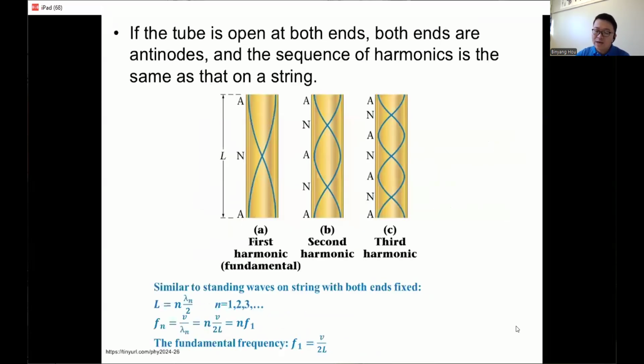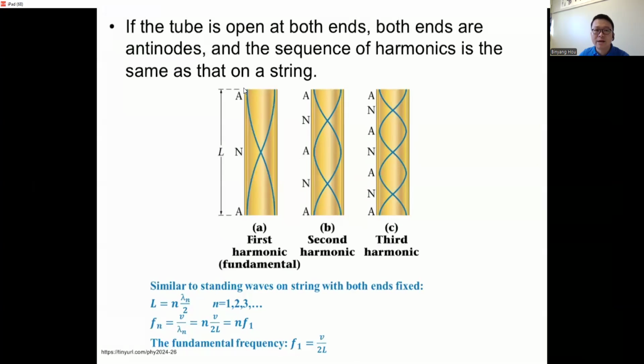If you have the pipe with both ends open, then at each end you will have an antinode and a node in the middle. From the middle to the end is 1/4 of the wavelength, and to the other end is another 1/4. So 1/4 and 1/4 add up to 1/2 of the wavelength. That's similar to when you have the string with both ends fixed, the wave like that. They are both half wavelengths, so they are the same thing.